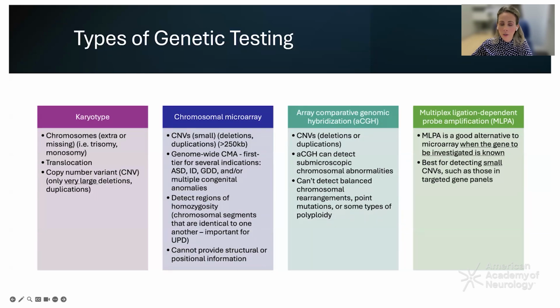And MLPA is a good alternative to microarray when the gene to be investigated is known, so you know which disease you think you're looking at and what gene you want to look at. And MLPA is best for detecting small copy number variants, such as those on targeted gene panels.